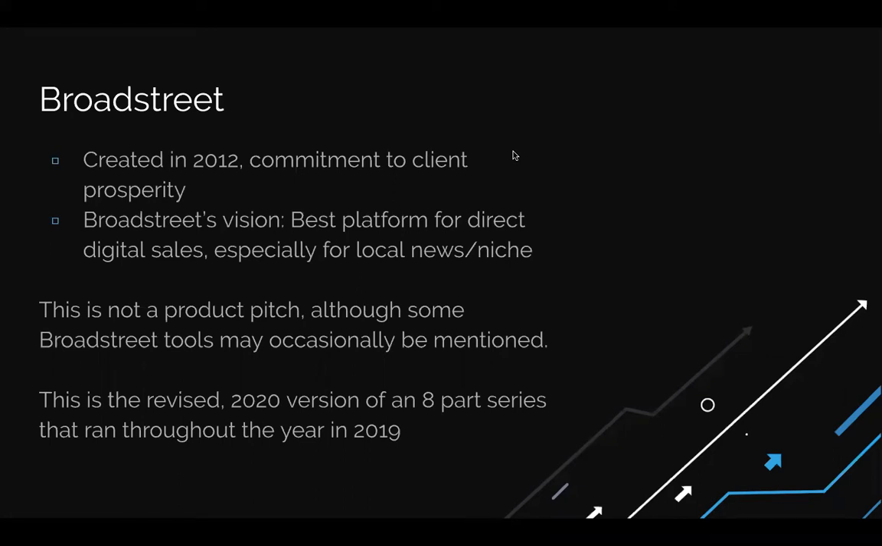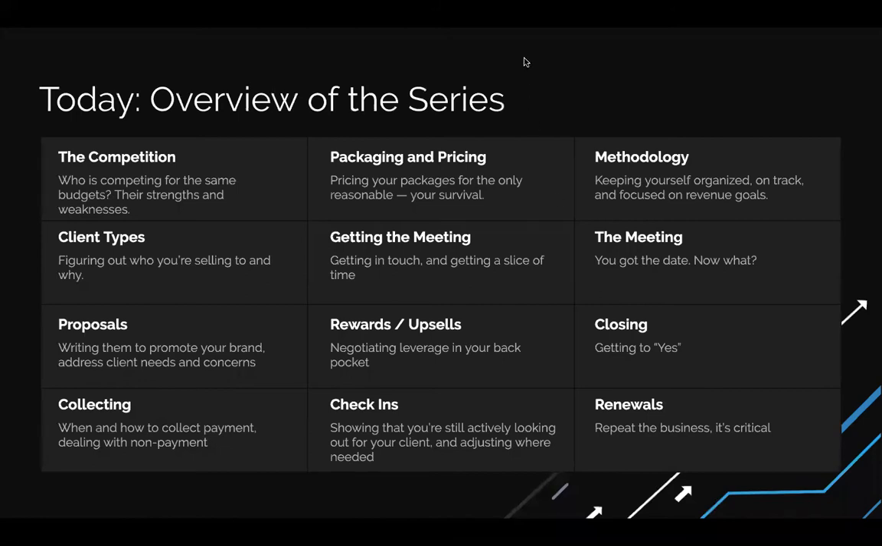And again, this is the revised 2020 version of an 8-part series that took us a whole year to do, because we were putting all the material together and getting everybody lined up. This is the refined, crystallized version of the series. So today we're going to do an overview. We're going to talk about these 12 areas of digital ad sales, starting with the competition. Before we really dive into ad sales, we need to stop and think: who are we competing with for that same advertiser budget?